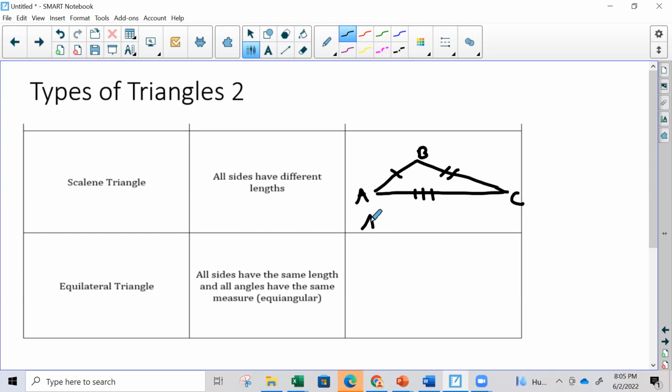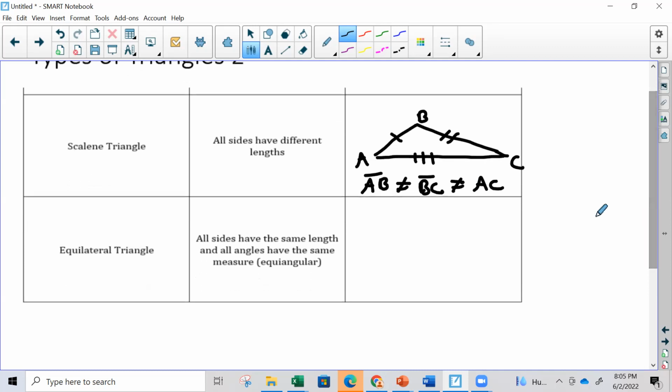If I just wanted to show it, I would say AB does not equal BC, which does not equal AC. So none of those sides are equal.